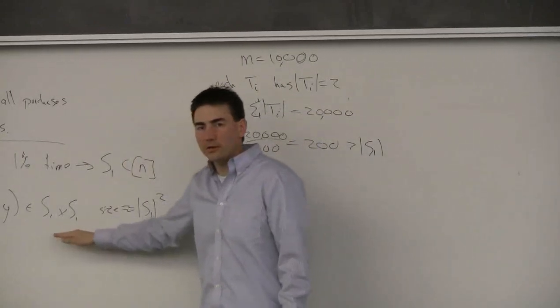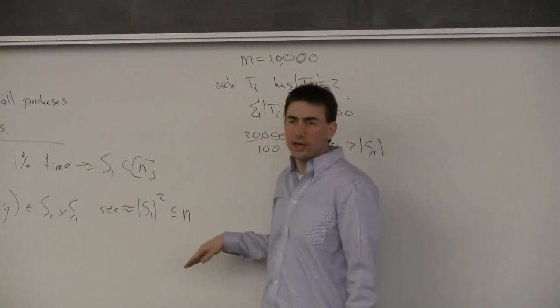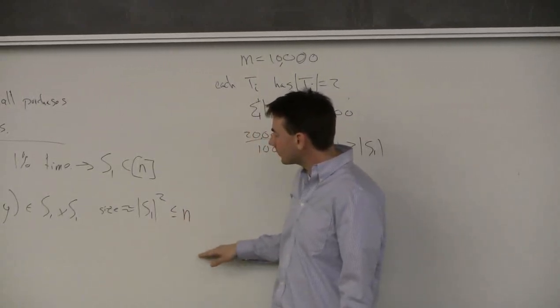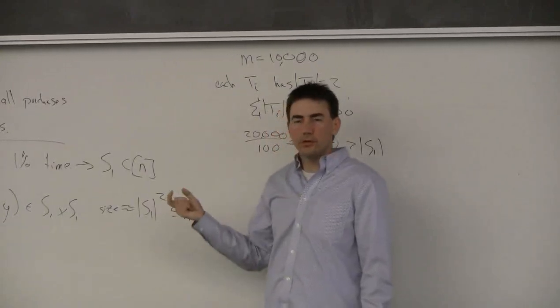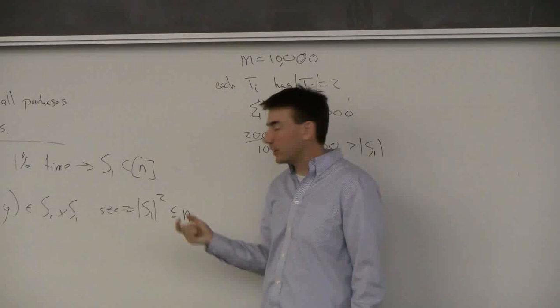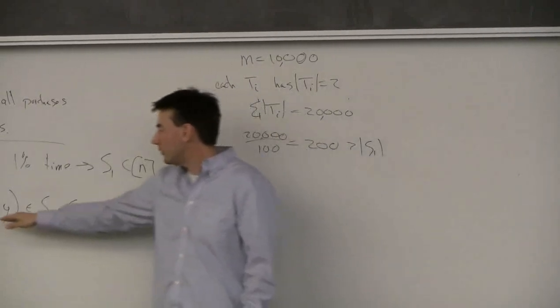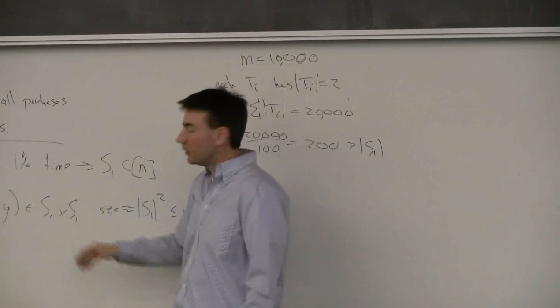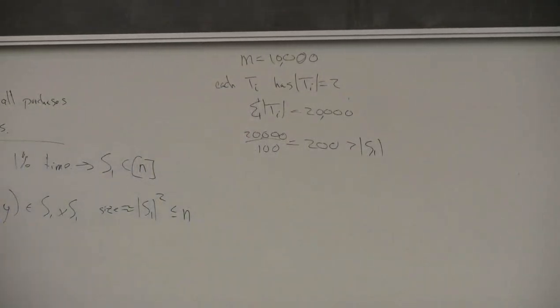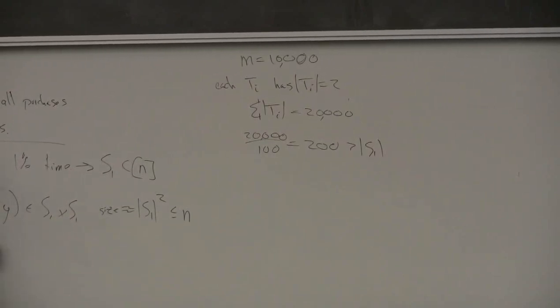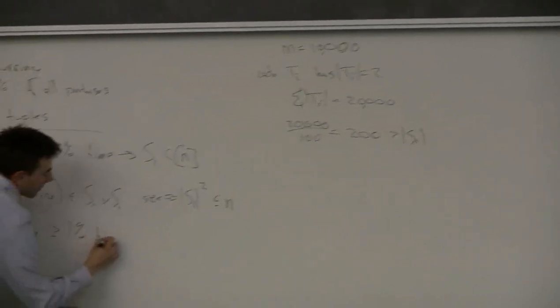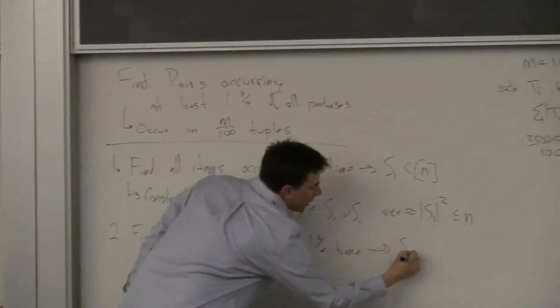Once you have all these pairs, and you don't have too many of them, you know that any pair that occurs frequently must be made up of items from the set S1. And so then I can go and find all pairs which are occurring greater than 1% of the time.